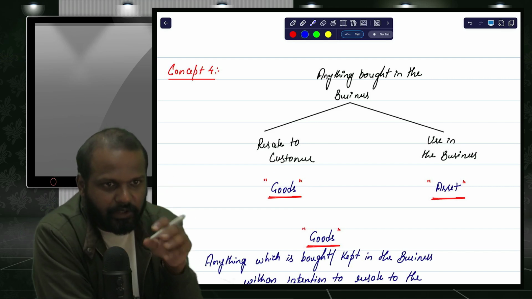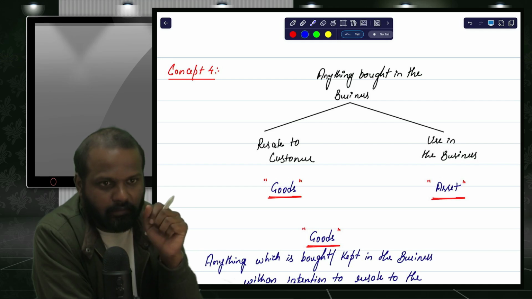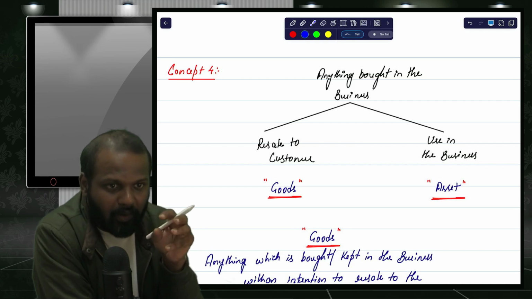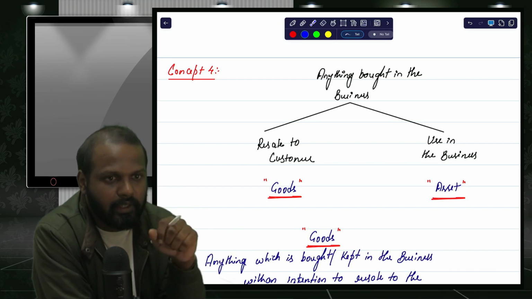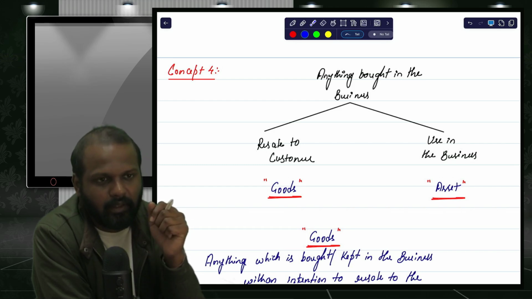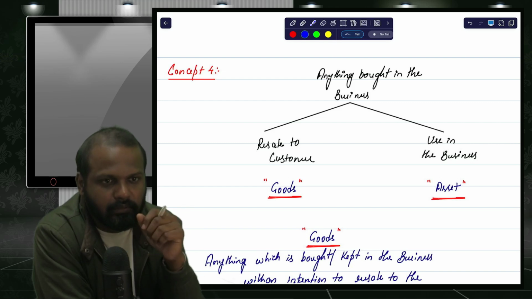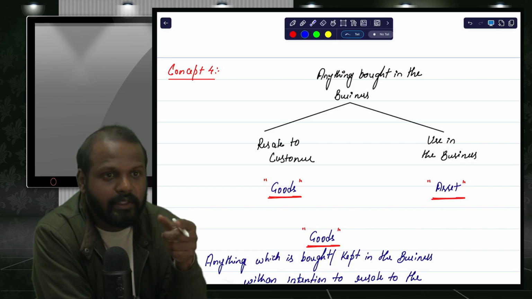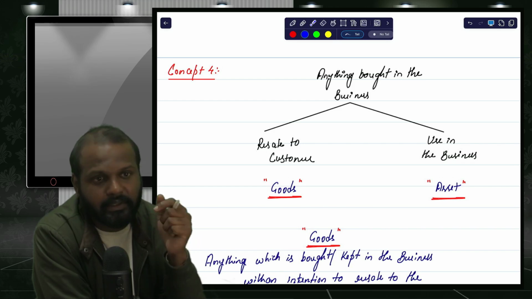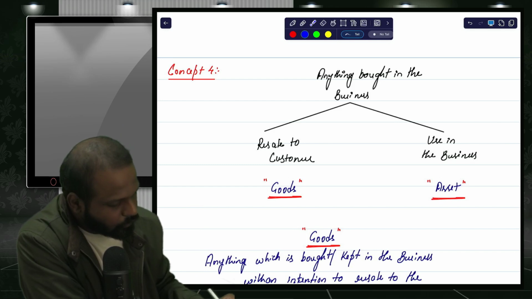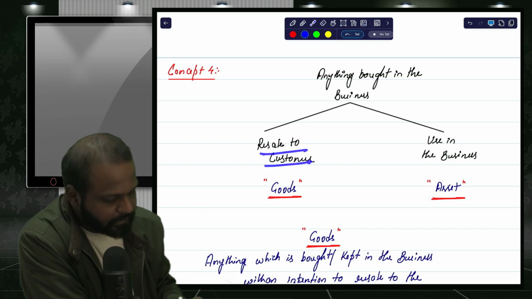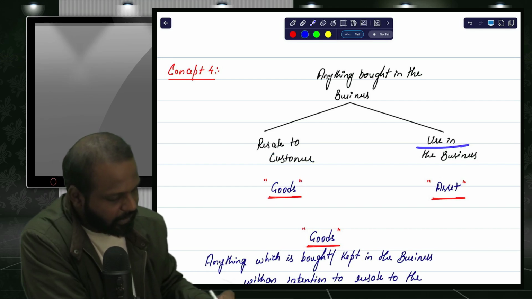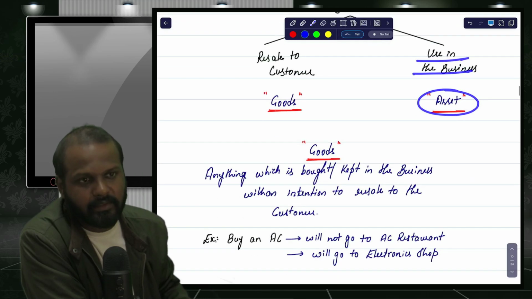Suppose in a stationery shop you purchase a Xerox machine. That Xerox machine you have not purchased with an intention to sell it to the customer. You have purchased it with an intention to use it in the business. Let's say you purchase some furniture, not for the purpose of resale to the customer, but for using in the business. Then it is going to be called an asset. If it is bought with an intention to resell to the customer, it is goods; with an intention to use it in the business, we call it an asset.